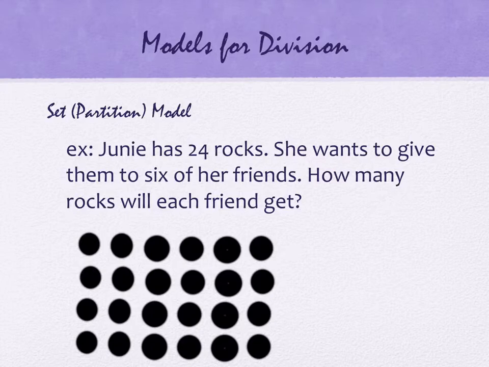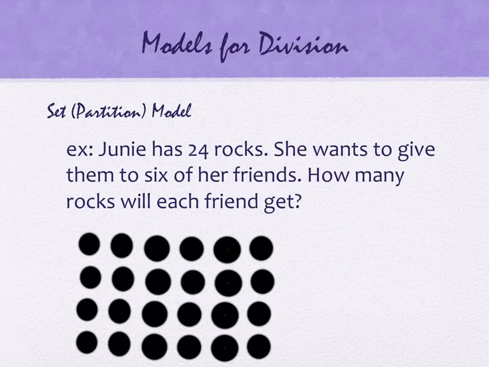It says that she wants to give them to 6 of her friends. How many rocks will each friend get? So literally what she has going on here is she has these 24 rocks sitting here, and she has her 6 friends in front of her. And she may go, you get 1, you get 1, you get 1, all the way down, and then start over and do it again. She may do something like that, especially if she's concerned as a small child about making sure somebody gets their favorite rock or something like this.